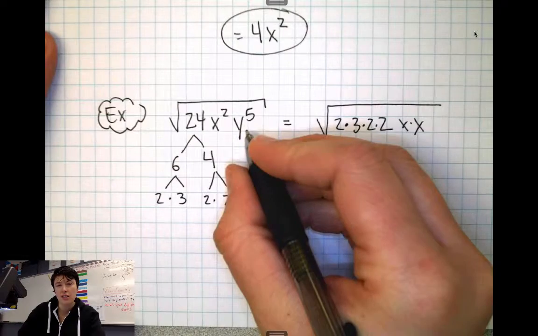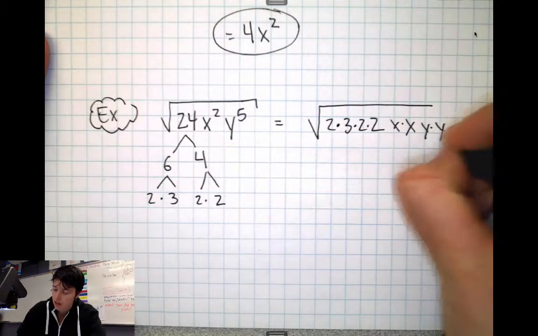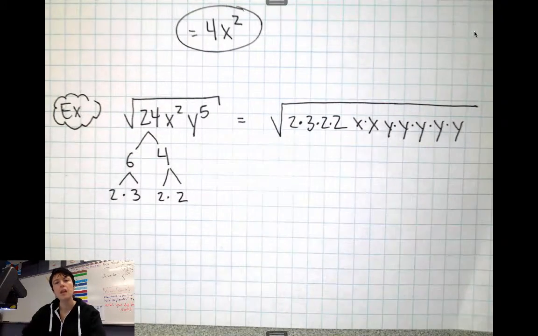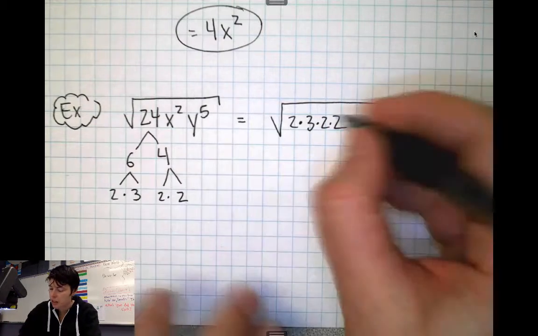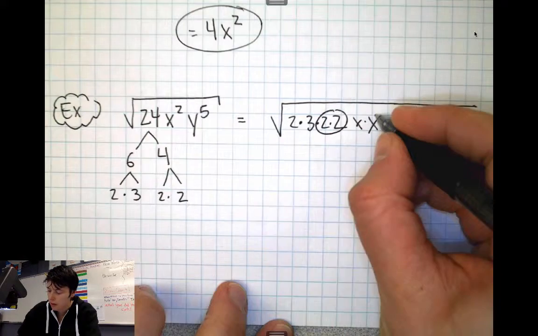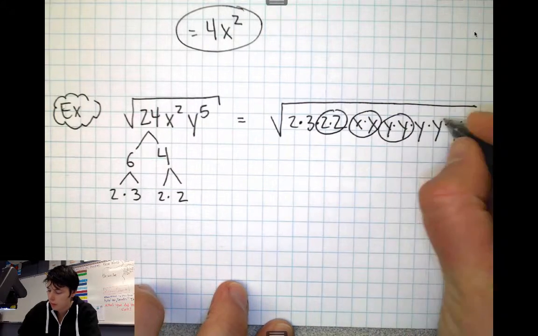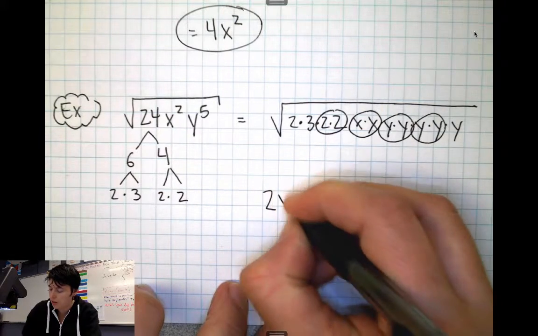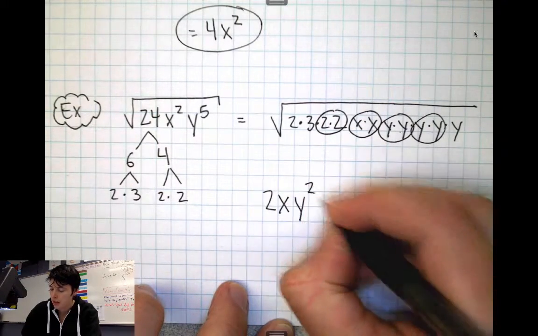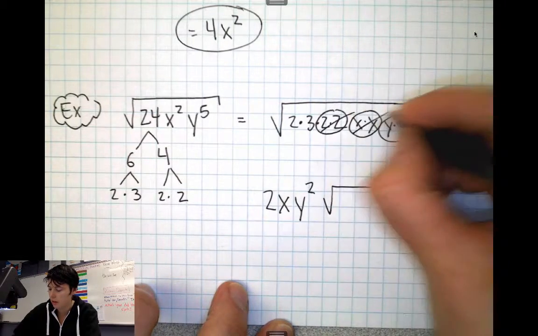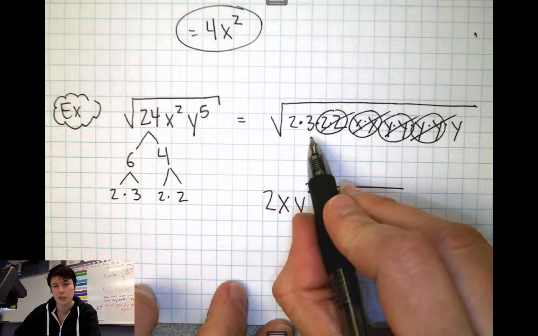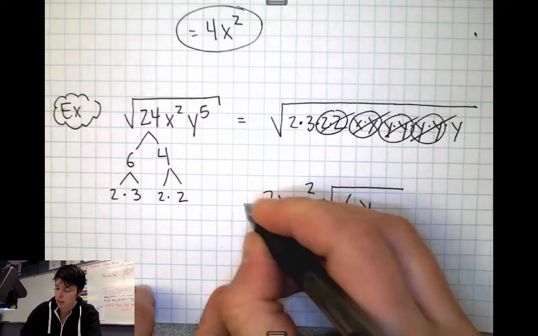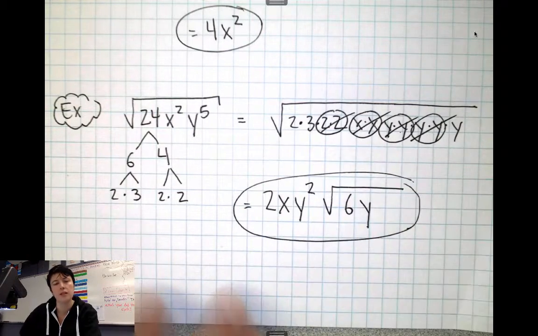And then y to the fifth, that's 5 y's. That's y times y times y times y times y. All inside this big square root. And anytime I have a pair, I have a perfect square. So I see a pair of 2's. I see a pair of x's. I see a couple pairs of y's. So I see 2x, I see y, so that's y squared. And then left inside the square root, if these are gone, I still have 2 times 3, and I still have this y. So 2 times 3 is 6y, and that makes my answer 2xy squared, square root of 6y.